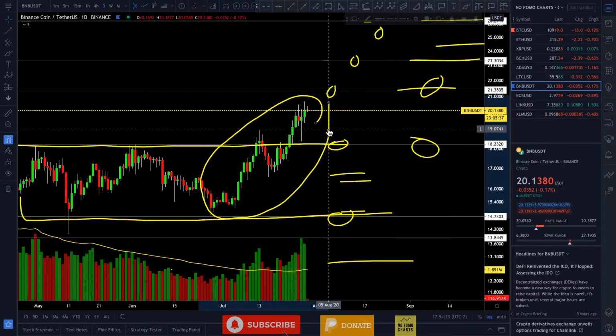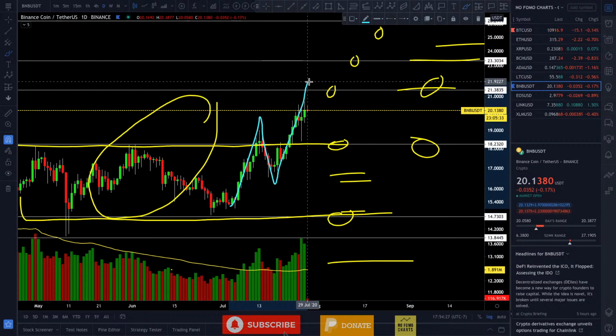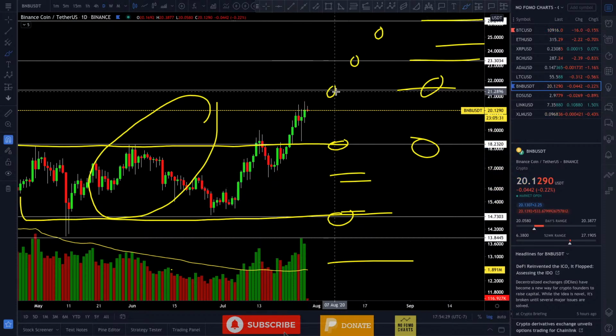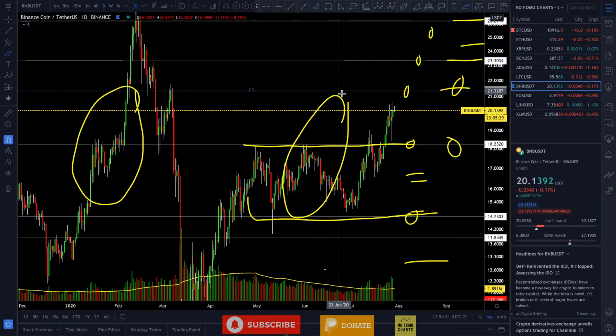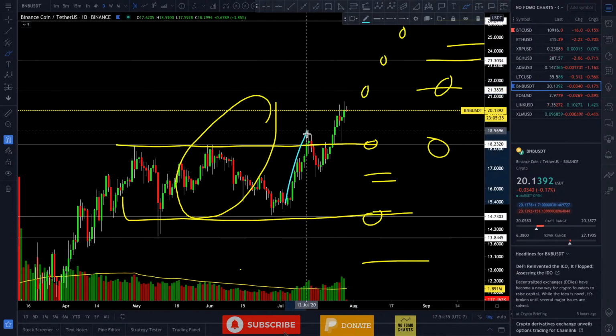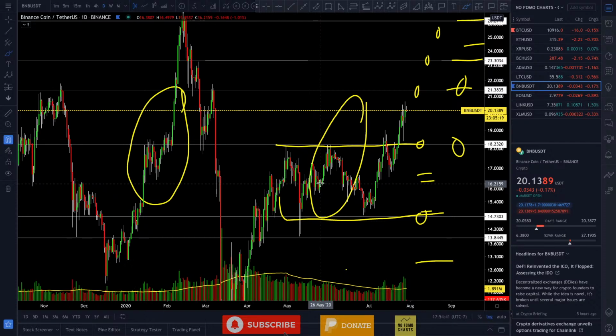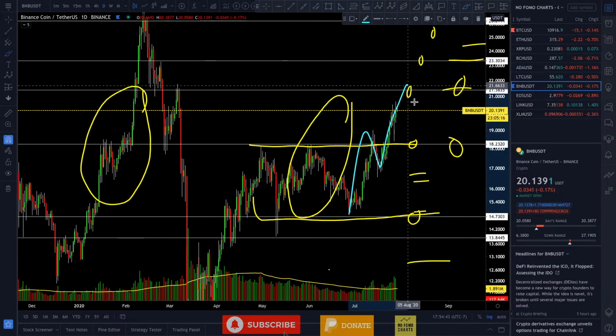Let me just move the circle over here. So what I'm looking at is this. Higher high, higher low. Higher high, where is the higher high going to end? Potentially at $21.38. Right? High, low, high, then pull back to here, then pull back, then break out to here. Right? High, low, high, low, high.